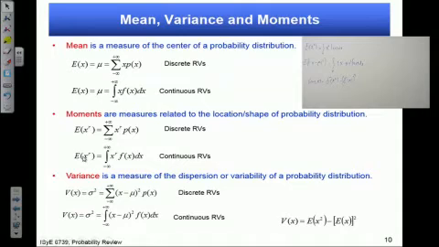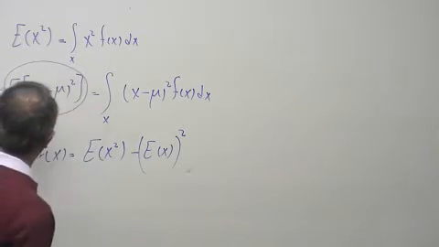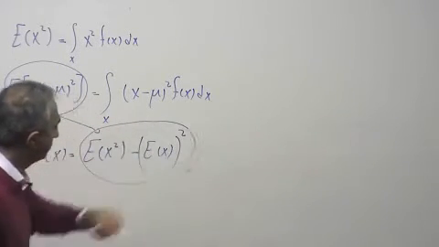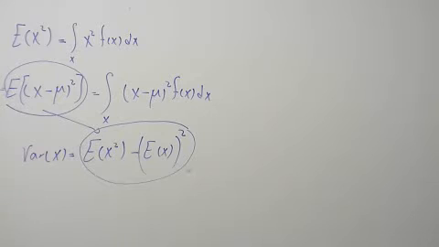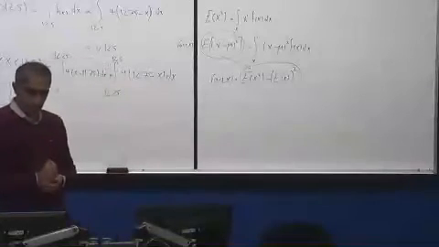Okay. Any questions? Is it clear? So basically you can show that this guy is exactly the same as this guy here. We're good here? Okay. Now, a couple of examples. The first one is discrete, the other one is continuous.